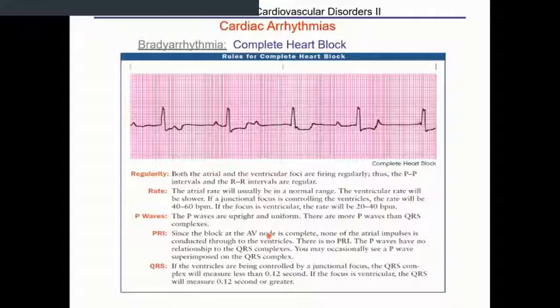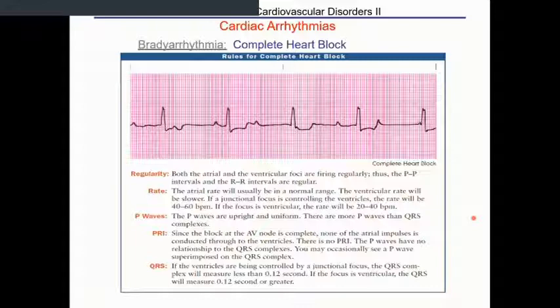P waves are upright and uniform. There will be more P waves than QRS because of the block. And PR intervals: since the block at the AV node is complete, none of the atrial impulses is conducted through the ventricle, so therefore there is no PR interval. The P waves have no relationship to the QRS complex, so you may occasionally see a P wave superimposed on the QRS complex.